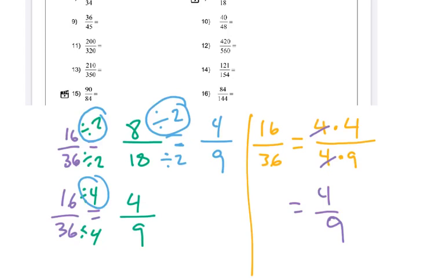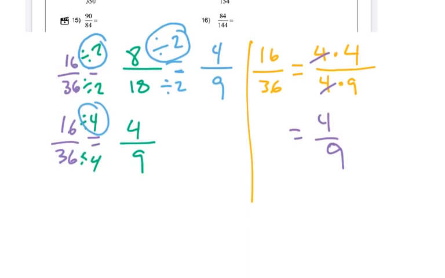Another way you could do this, and this is if you're really struggling to see something, is instead of breaking it down to just simple factors, you could write this as the prime factors.